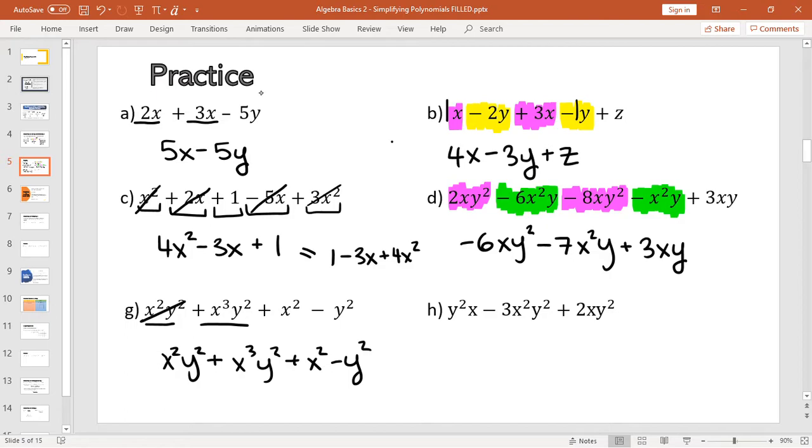And finally, H, y squared x is the same as x y squared. I have a single x and a y to the power of 2. So those can combine, watch out. And you can write that down any way you want, as a y squared x or an x y squared, doesn't matter. So 1 plus 2, 3y squared x, which cannot combine when the x is squared and the y is squared. That is different.